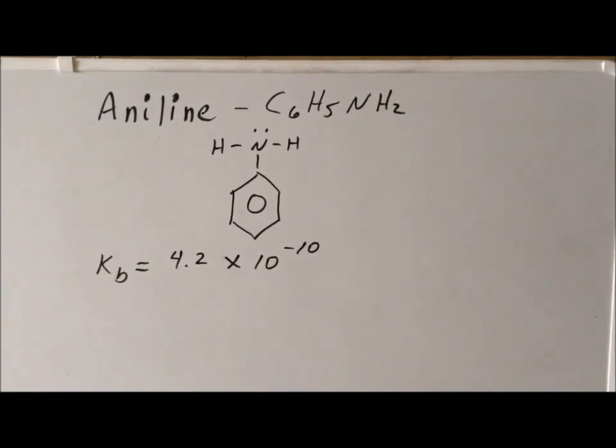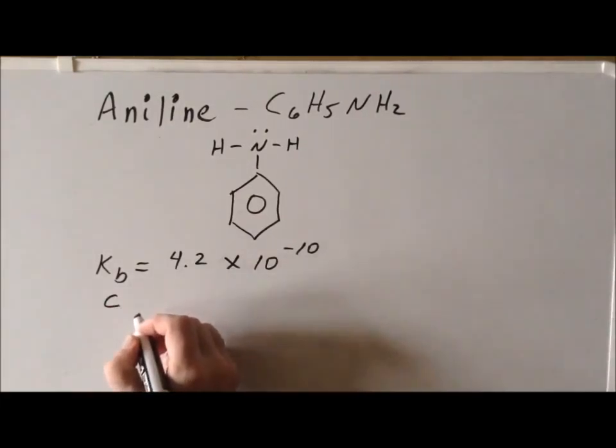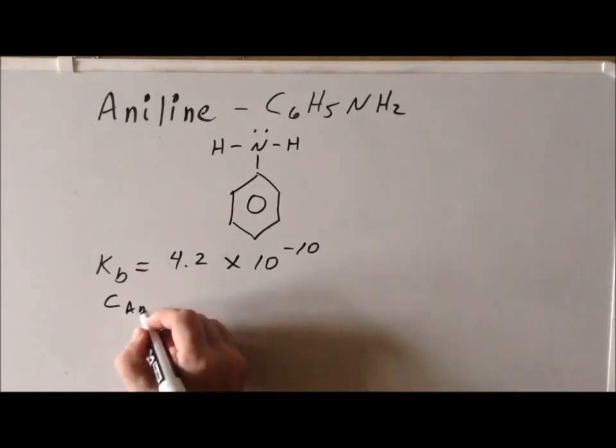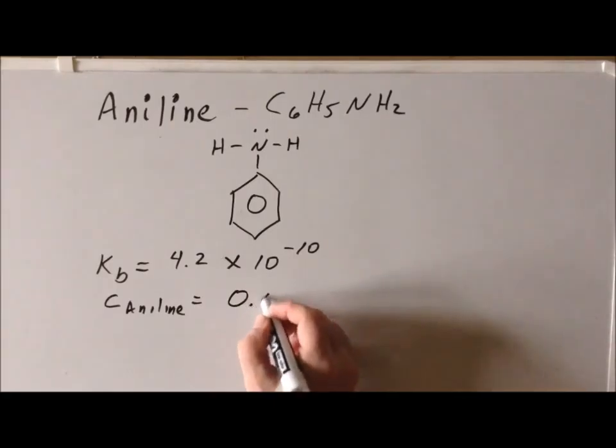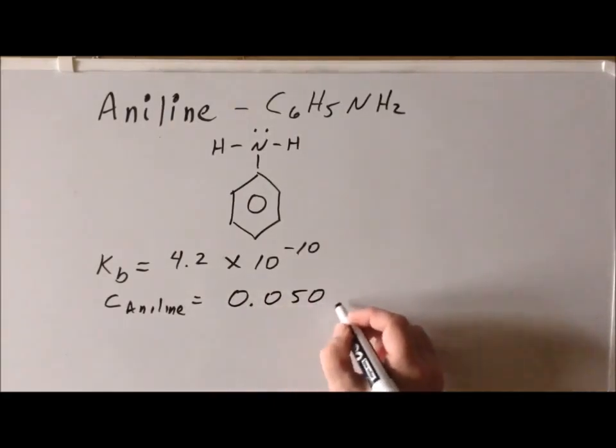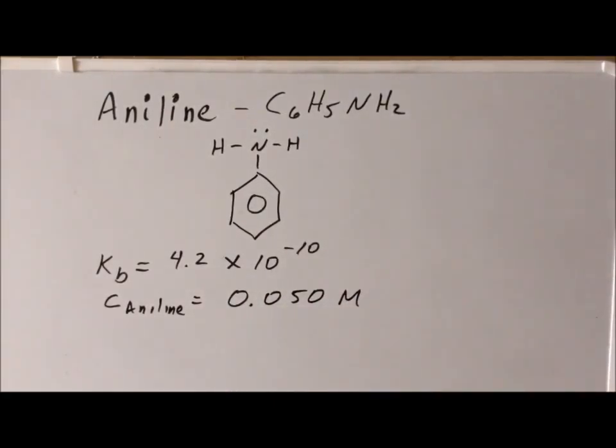weaker base than ammonia. For the particular problem that we're going to do, we want to set the concentration of aniline to be 0.050 molar. And then we're going to use the fact that aniline is a weak base and use the principles of equilibrium to calculate the pH of this solution.